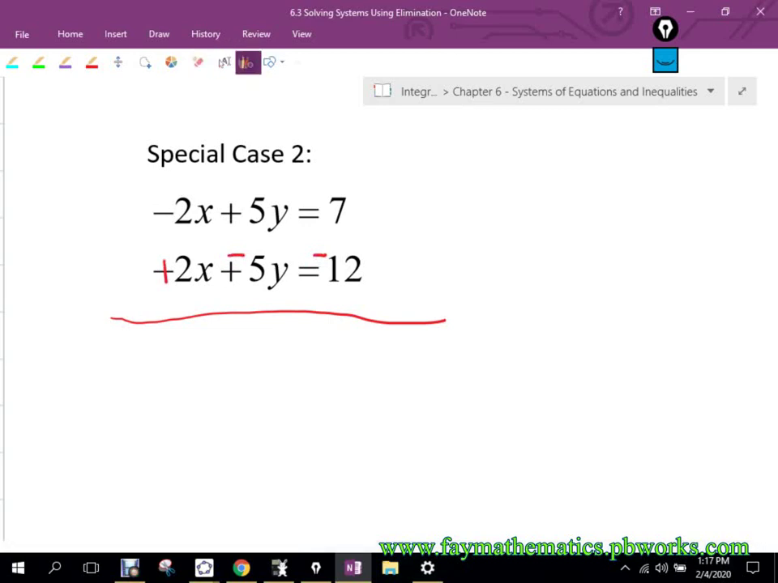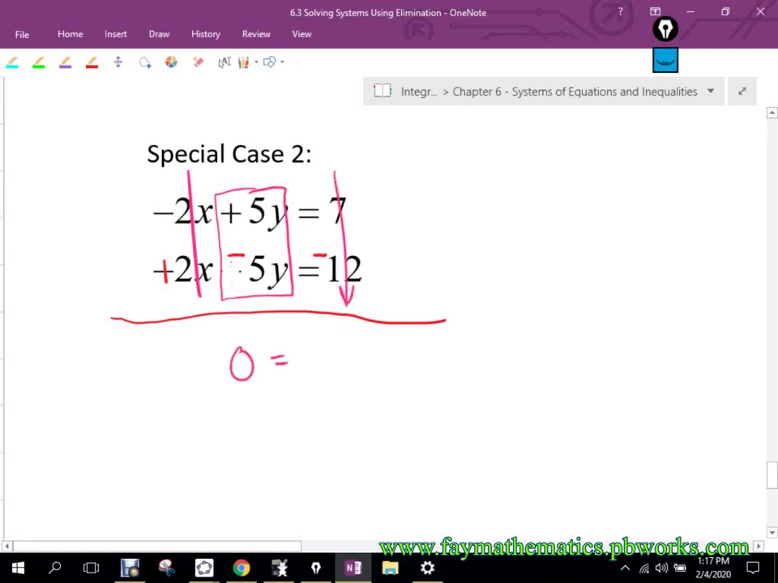Okay. So now when I add straight down, what happens to my x's? They cancel, so that gives me 0. What happens here? 0, so it's 0 plus 0. 0, what's this going to give me? Negative 5. 0 does not equal negative 5, so that would be false. And when we have a false statement, that leads us to no solutions.